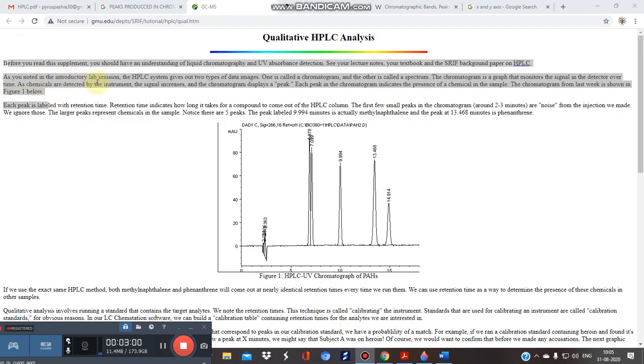Just see this again. HPLC gives two types of data, the chromatogram and the spectrum. The chromatogram is a graph that monitors the signal in the detector over a particular time. As the chemicals are detected by the instrument, the signal increases and the chromatogram displays a peak. So peaks are produced. And remember, this is important: each peak in the chromatogram indicates the presence of a particular chemical in the sample.